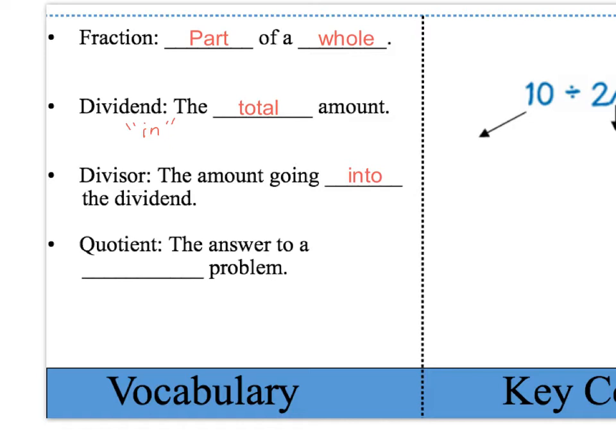Our third vocabulary word is divisor. That is the amount going into the dividend. And remember, this is the number that goes outside of the division bar. And the last vocabulary word, quotient, means an answer to a division problem.